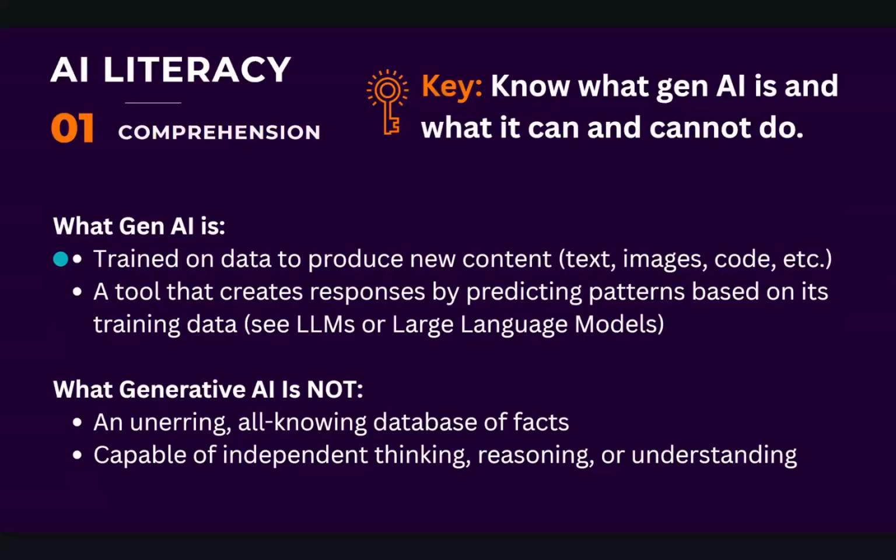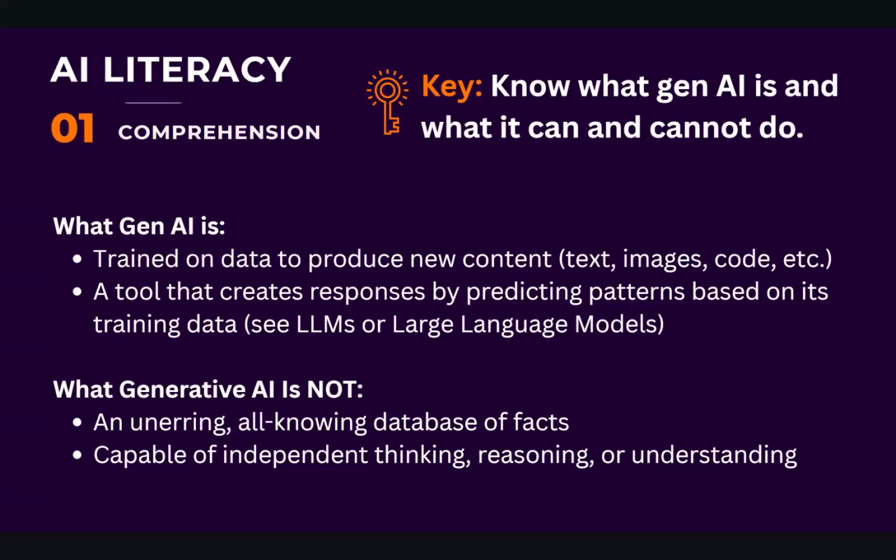So the first tenet is comprehension. And this is about understanding Gen AI. So the key here in terms of Gen AI is knowing what it is and what it can and cannot do. And so generative AI is trained on massive amounts of data to generate new content in response to human input or prompts, which we'll get into later, and can create things like text, images, code, audio, video, and so on. And many of these are built on large language models or LLMs that create responses by predicting patterns based on their training data. There are models that use LLMs that have other capabilities as well.